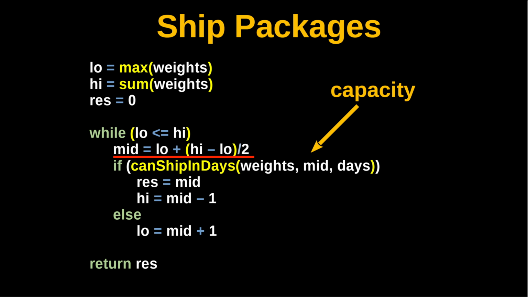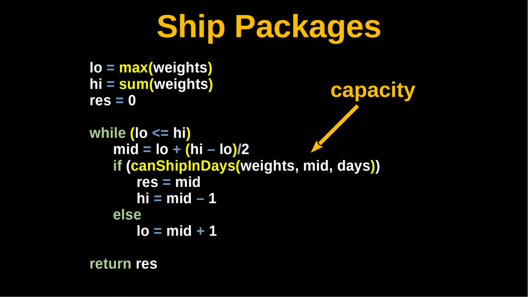We're going to determine the mid value, and we're going to pass this mid value and the weight array, and also the number of days that's given to us into this function called canShipInDays. And if this does work, then we will set the res to the mid value because we have found a ship capacity that will work.